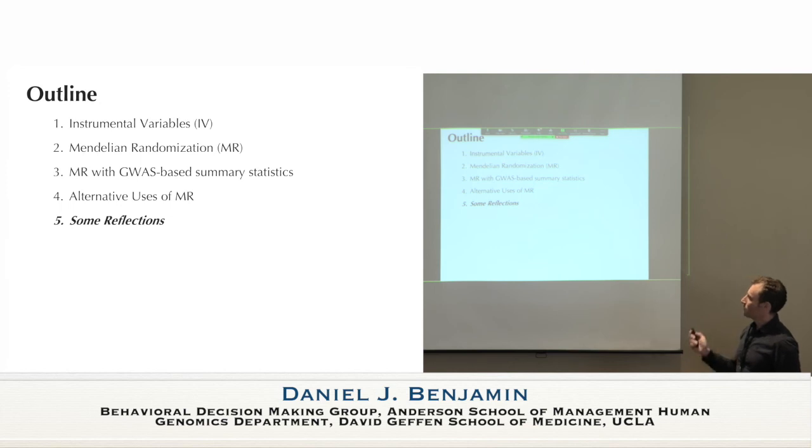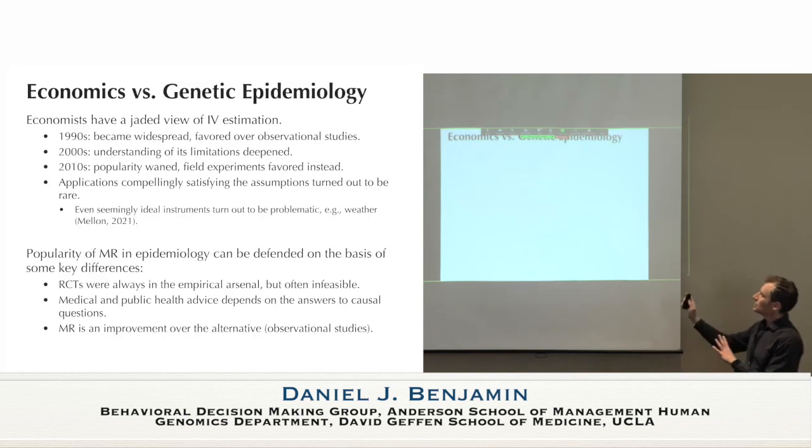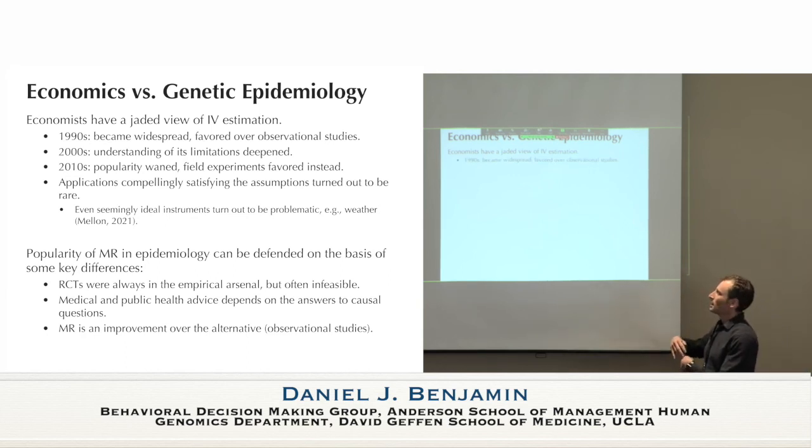OK, so let me just end with some overall reflections on this literature. So again, now I'm editorializing and giving my perspective as an economist. In economics, I think it's fair to say that economists as a clan have a jaded view of IV estimation. In the 1990s, we talked about this Angrist paper that was one of the early ones. After that, in some other early papers, IV estimation became widespread. It was favored, and all the top empirical papers in economics were IV papers.